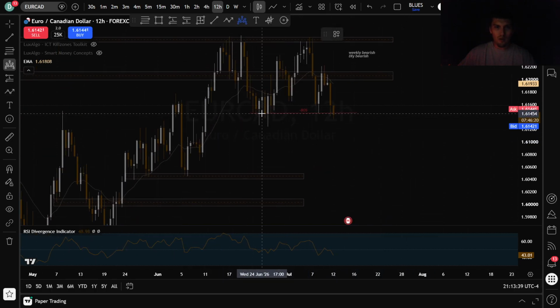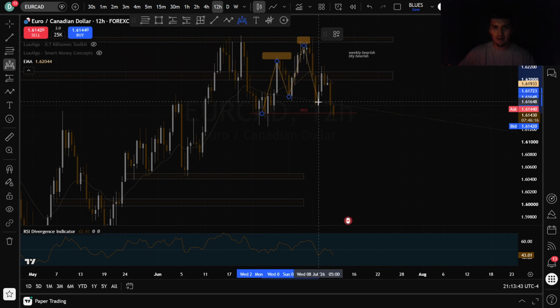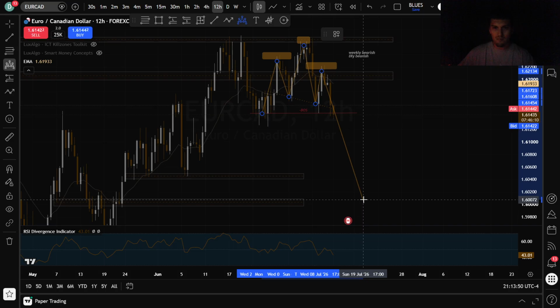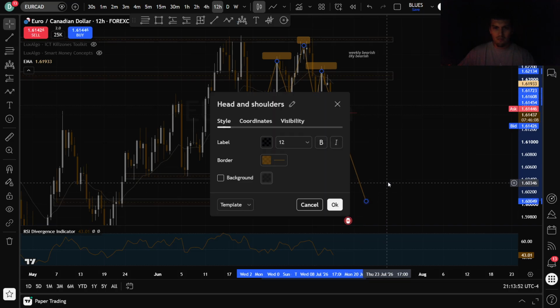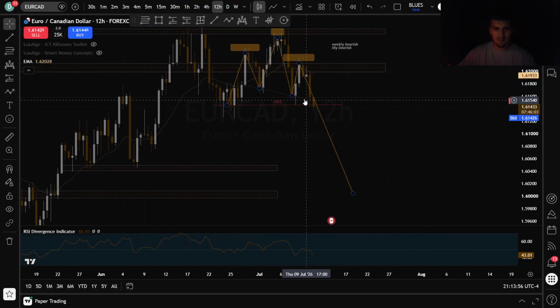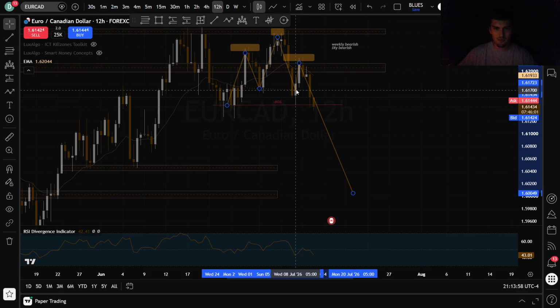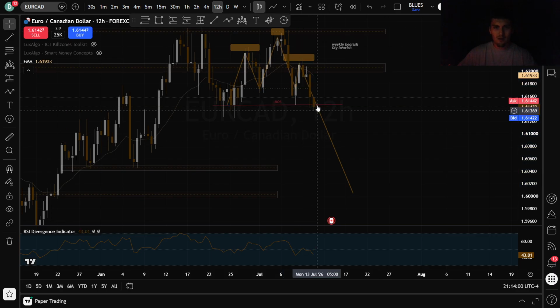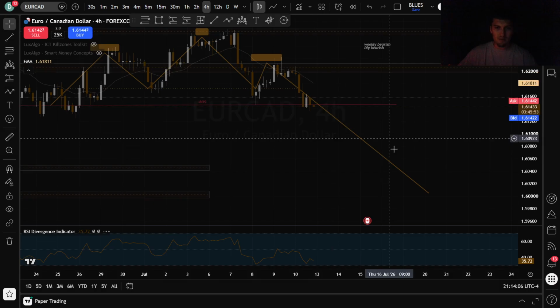So what we are waiting for here is we have our left shoulder, our head, and now we have our right shoulder to go down. So what I can wait for is, I'm just going to put that right there. We are waiting for a retest of this neckline on a lower time frame. So let's go down to the 4-hour time frame.